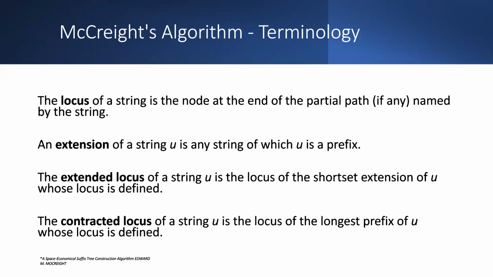So some terminology that we have to understand from McCreight's algorithm is that McCreight refers to things called a locus, which is basically the node at the end of the partial path named by the string. An extension of a string U is any string of which U is a prefix. An extended locus of the string U is the locus of the shortest extension of U whose locus is defined. And the contracted locus of the string U is the locus of the longest prefix of U whose locus is defined. These will be important later on when we're going through the actual algorithm itself.